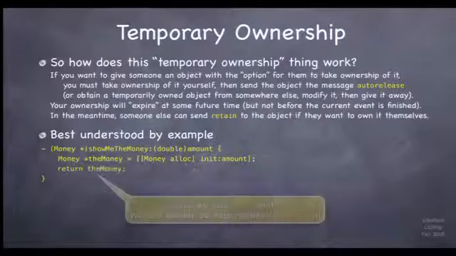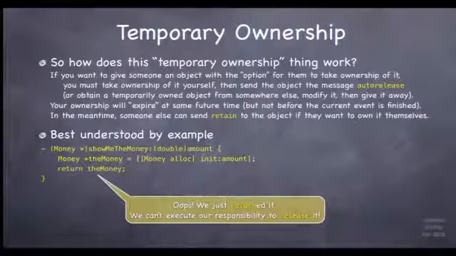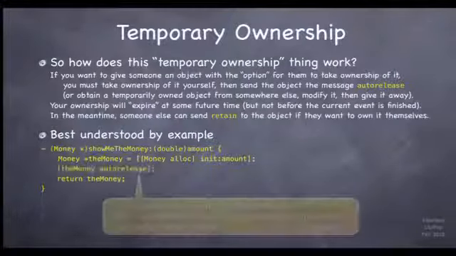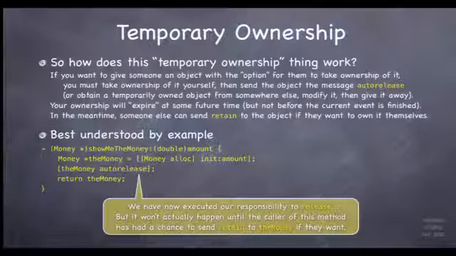Well, on the very next line of code, I say return the money. Now I don't even have a pointer to the money anymore. I can't release it, so I can't execute my responsibility. You see the problem? So how do we overcome this problem? Well, the answer is we use this autorelease. Before I return it, I say money autorelease.